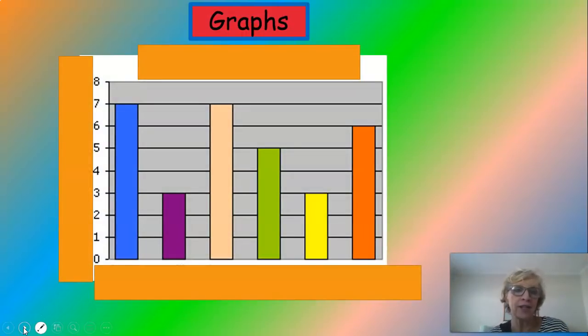Graphs, yay, graphs. Okay, so this is a bar graph. Now we've done a bar graph before. We've done a pictogram, a bar graph, a pie chart, and we've even done a line graph. So we're going to look at the bar graph in this example. And remember, girls and boys, every graph needs to have a title. So you've got a name, I've got a name, and the bar graph needs a name.